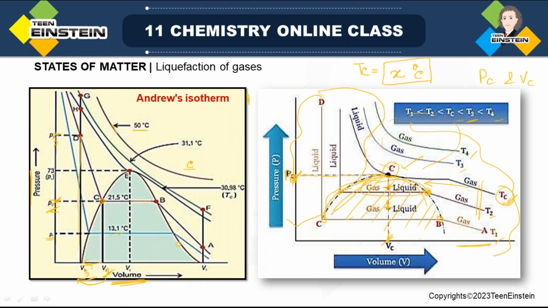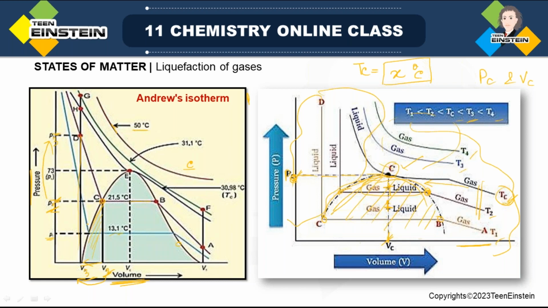This is a small volume change. Look at the deviation from P2 to P3. Now the pressure is suddenly increased from P2 to P3 when you have moved from V2 to V3. So basically what is happening here? This zone where gas and liquid both are present.